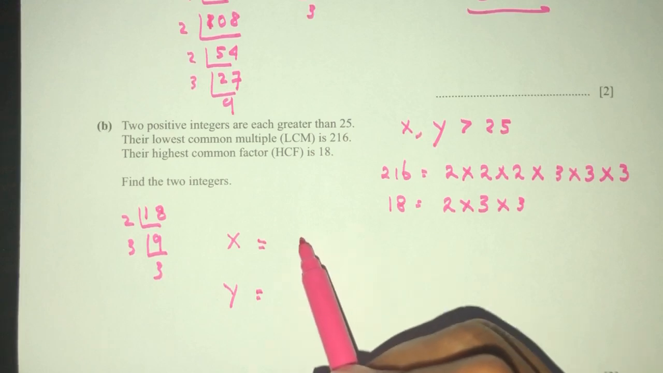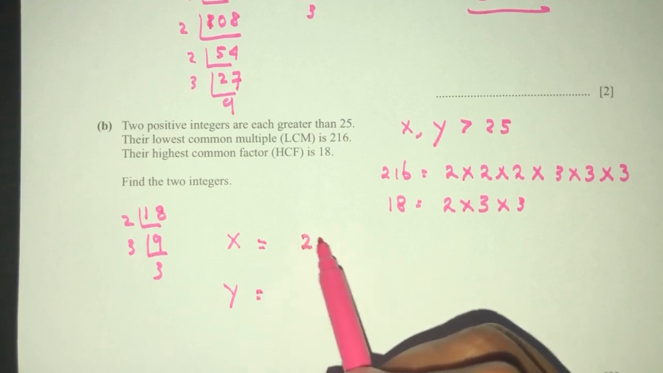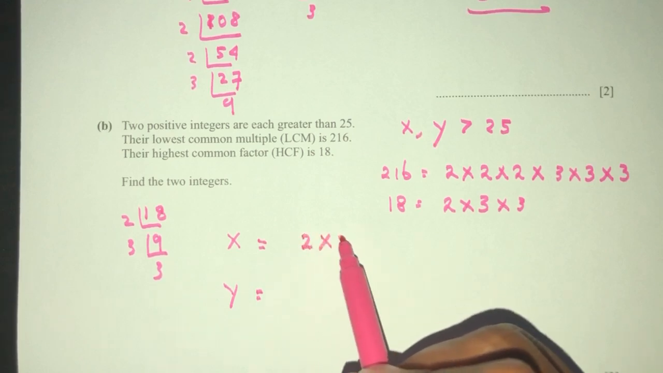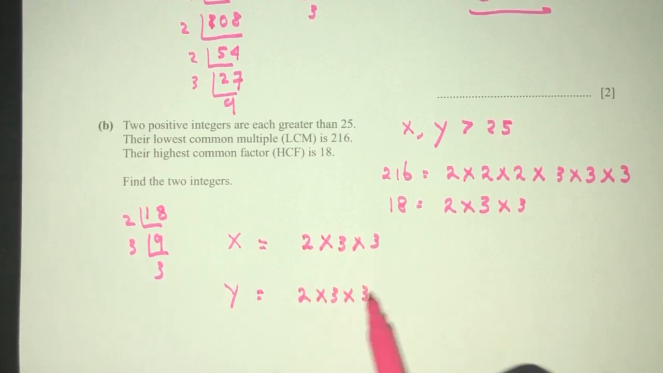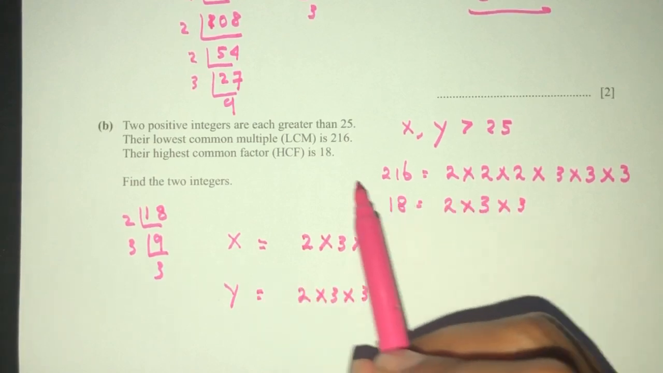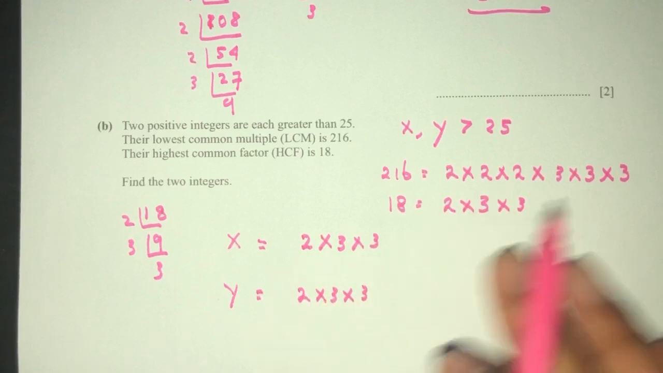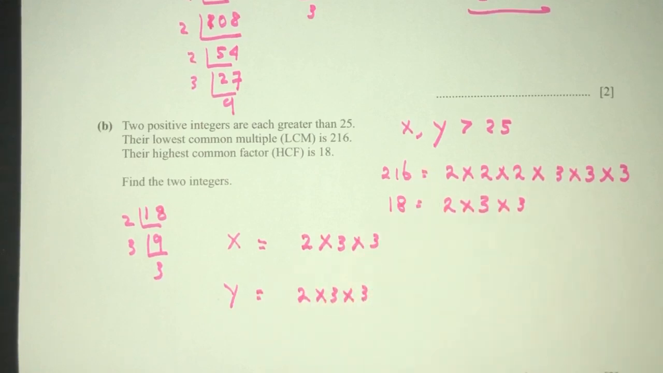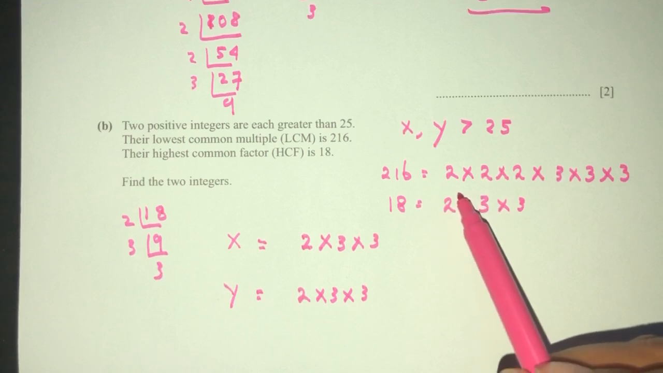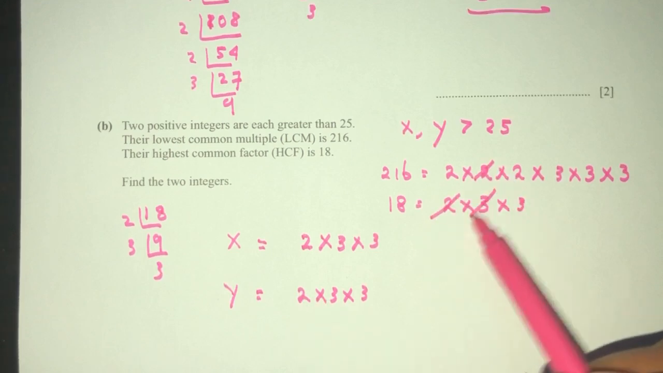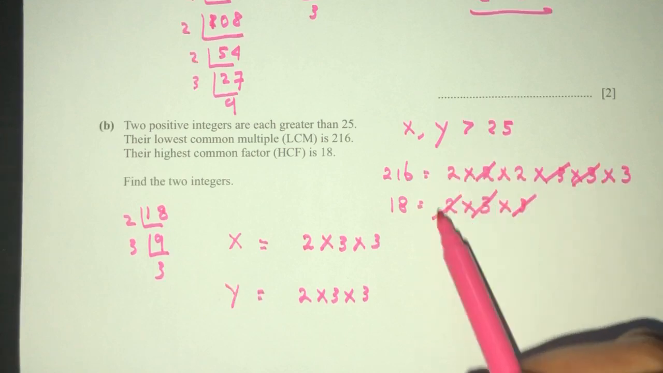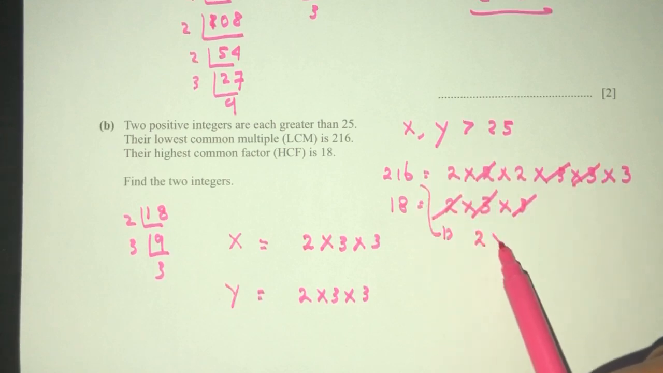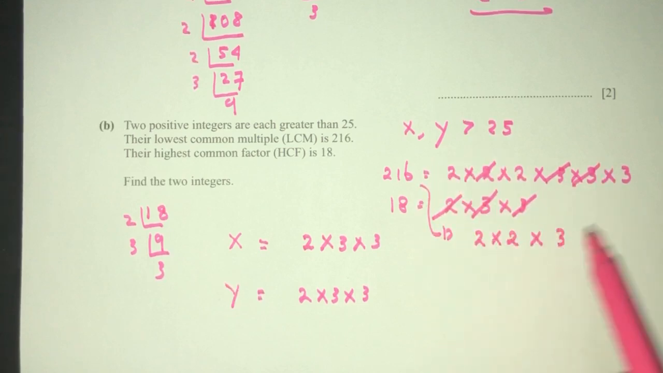For example, we can safely say x has 2 times 3 times 3, and y has 2 times 3 times 3. So from this is the least for HCF. Now from that, we can move on to look at the rest. So obviously we can take this out and this out, this out, this out. So what remains here, from here we have 2 times 2 times 3.